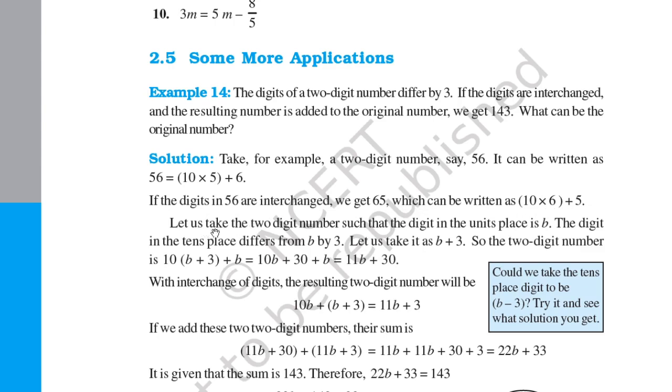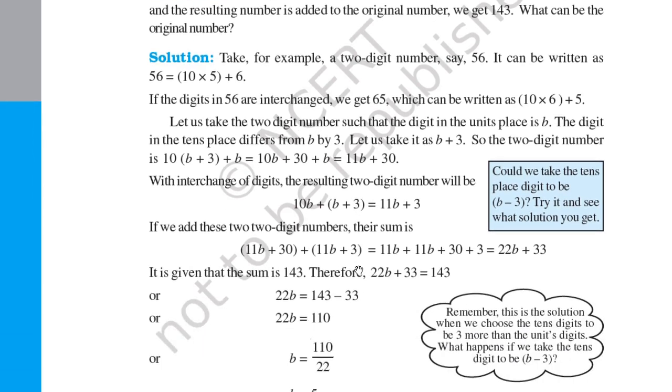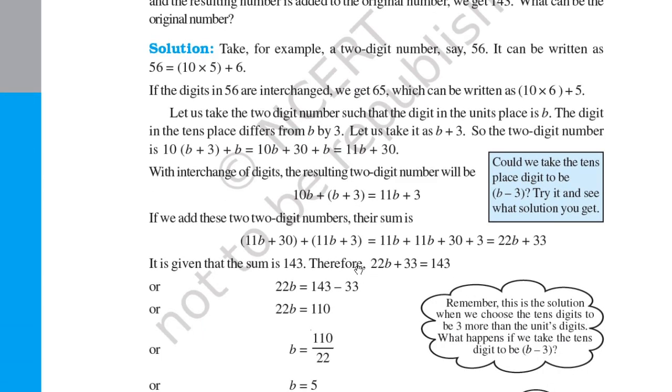So let us take the two-digit number such that the digit in the unit place is b. The digit in the tens place differs from b by 3, so let us take it as b plus 3. So the two-digit number is 10 into (b plus 3) plus b. So it will become 10b plus 30 plus b, that will become 11b plus 30. With interchange of digits, the resulting two-digit number will be 10b plus b plus 3, which is 11b plus 3. Could we take the tens place digit to be b minus 3? Try it and see what solution you get.